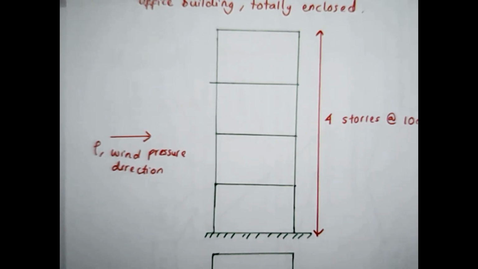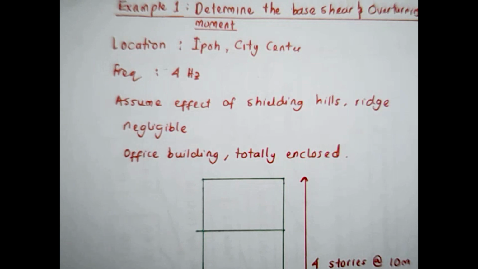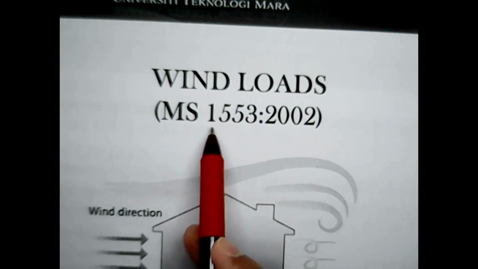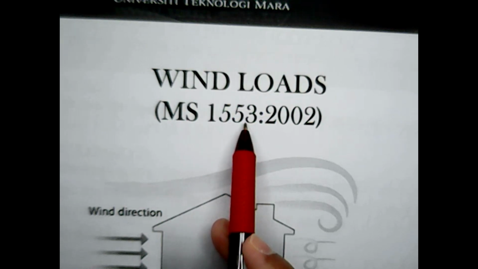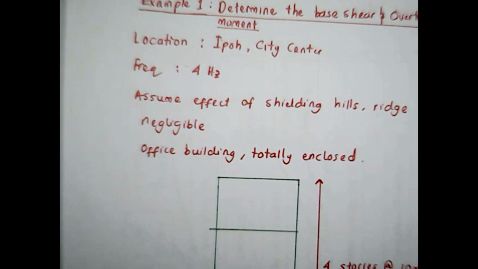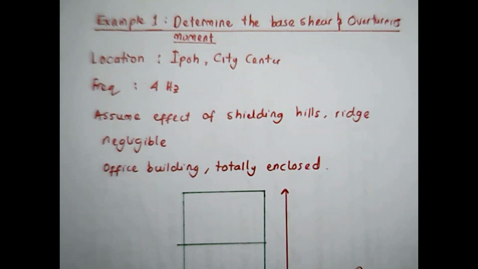Okay, so for you to do this, you have to make sure that you have the MS wind loads code, which is MS1553:2002. Okay, this is the wind load code, Malaysian standard. So let's look at this exercise or examples.